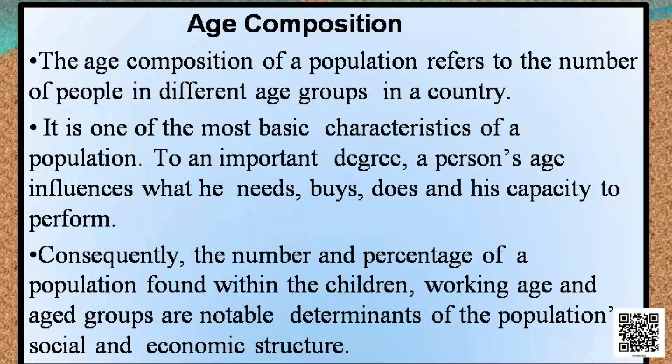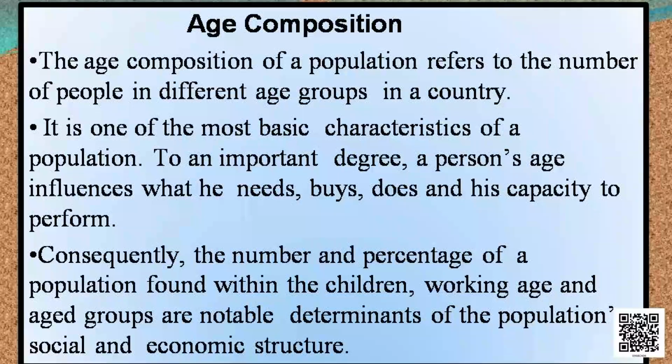Let us discuss some of the characteristics or qualities of population. Number one, it is the age composition. Age composition refers to the number of people in different age groups in a country. It is one of the very important characteristics of the population. To an important degree, a person's age influences what he needs, what he buys, what he does, or what is his capacity to perform.